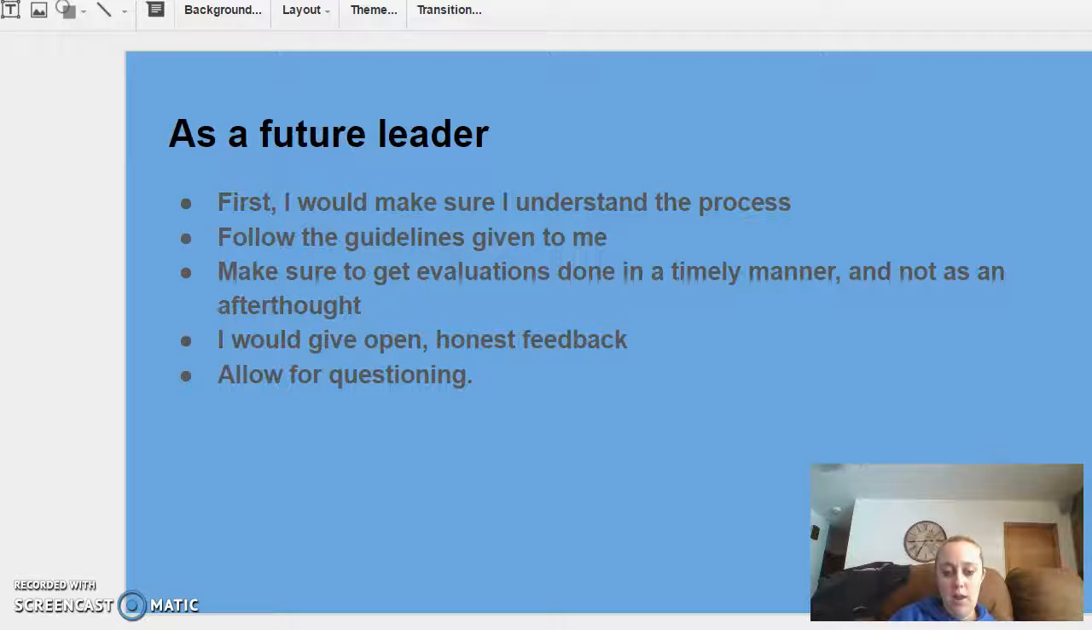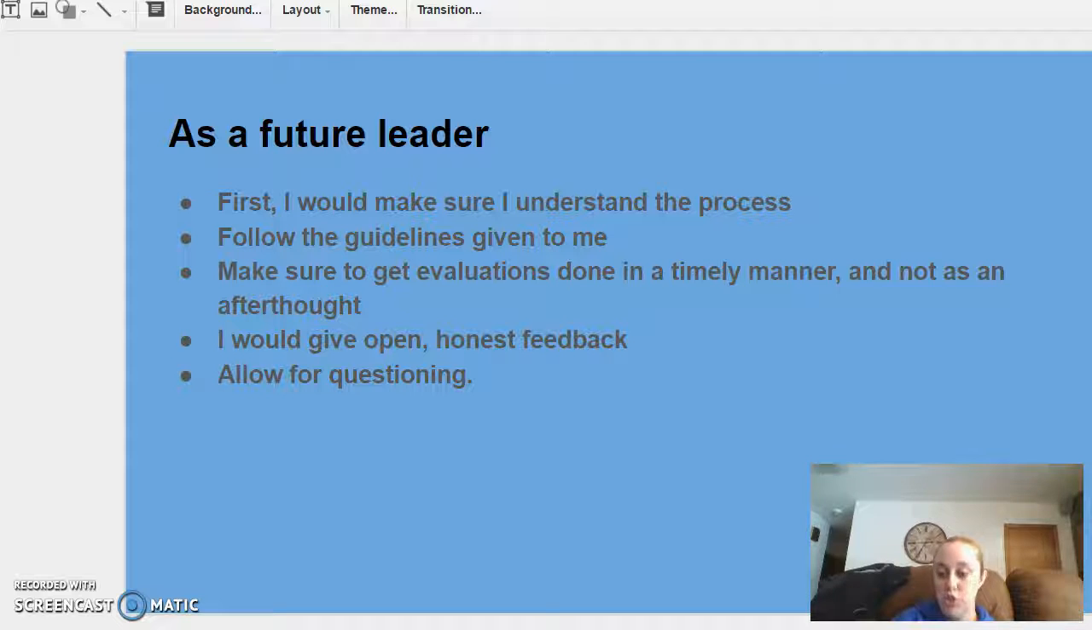As a future leader, in terms of evaluation, I would first make sure that I understand the process that I need to follow in the district. I like to get my work done early. I like to make sure that I do what I'm supposed to do. And so that's something that's very important to me. I will follow the guidelines given to me by the district and what I need to do in a timely manner. I was evaluated on the last day of the semester one time, and it was against my contract, and I just thought that set a teacher up for failure, and I would do everything I can not to do that.